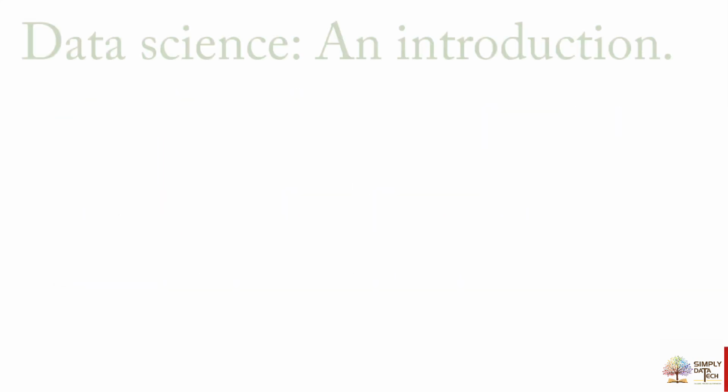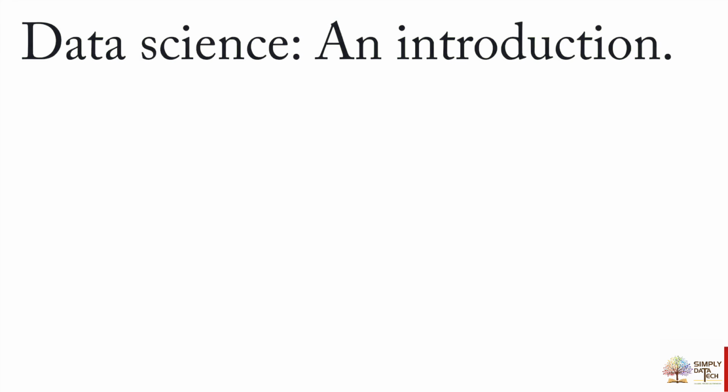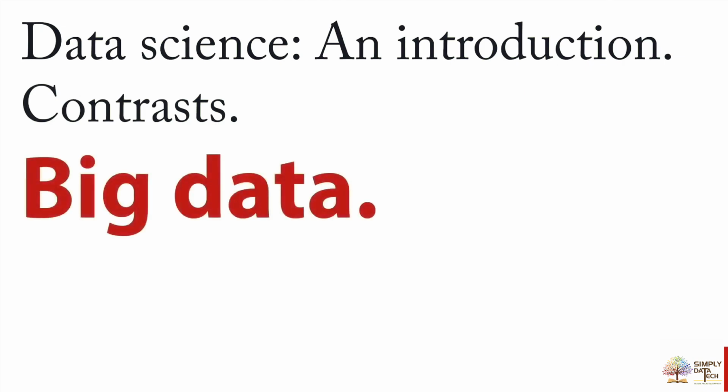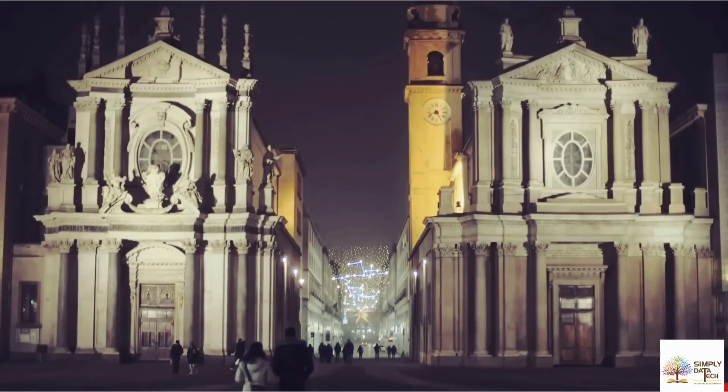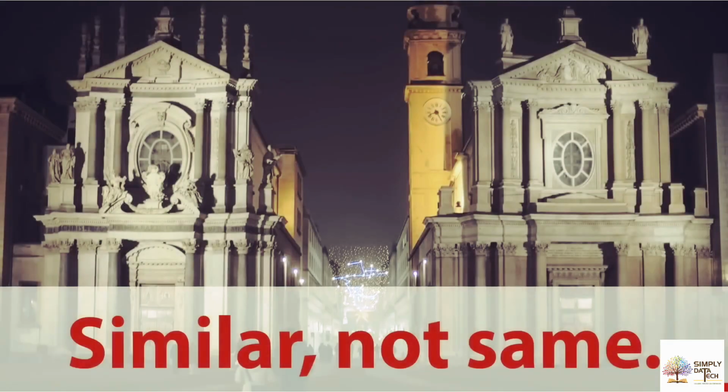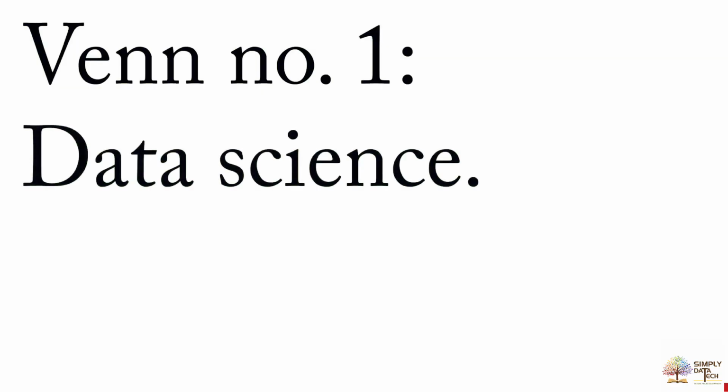In order to get a better understanding of data science, it can be helpful to look at contrasts between data science and other fields. Probably the most informative is with big data, because these two terms are actually often confused. It makes me think of situations where you have two things that are very similar, but not the same, like we have here in the Piazza San Carlo in Turin, Italy. Part of the problem stems from the fact that data science and big data both have Venn diagrams associated with them.